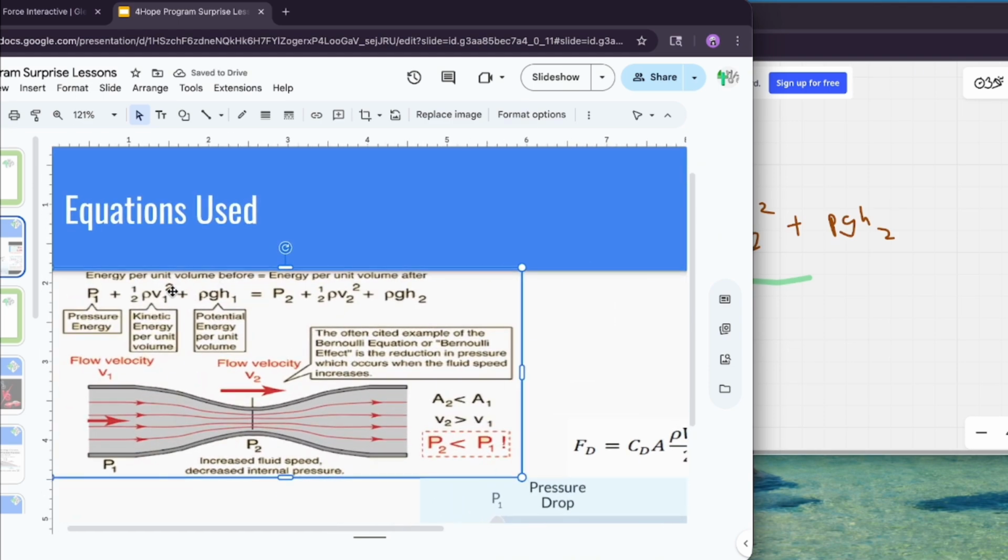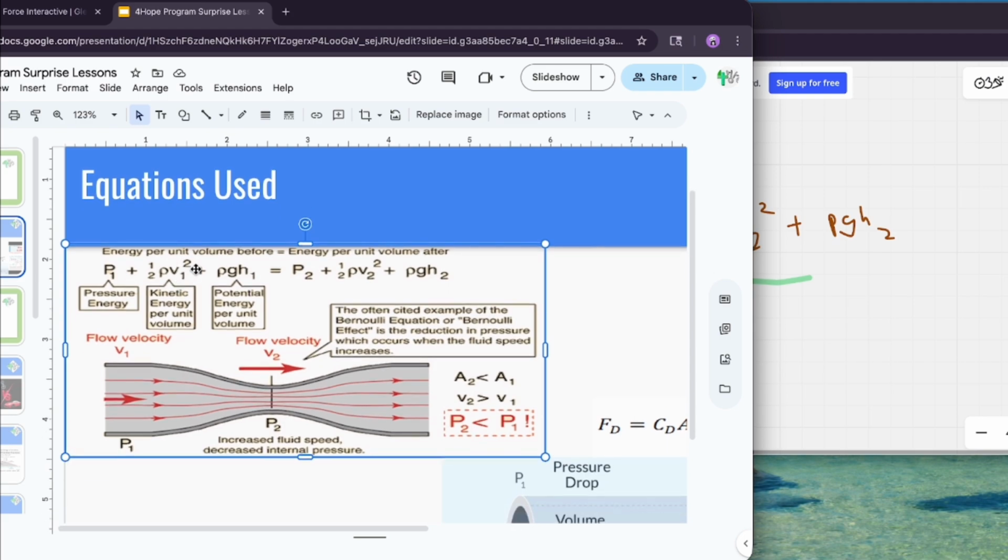This diagram over here really goes in depth regarding how velocity works here. In general, velocity goes in one direction, and it's known as Bernoulli's equation, or Bernoulli's effect or Bernoulli's theorem, however you want to call it. It's the reduction in pressure which occurs when the fluid speed increases. So as the air speed increases, there's a lower pressure, and if there's slower air speed, there's higher pressure. You can see here that an increased fluid speed decreases internal pressure. We can see that it's all going in one direction.